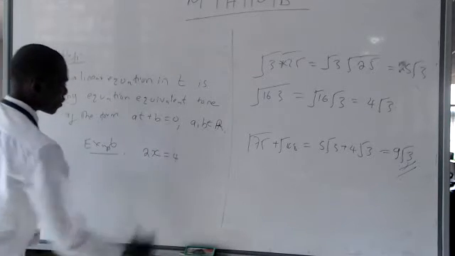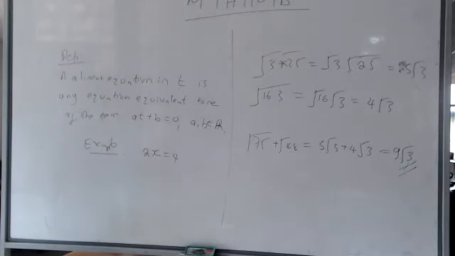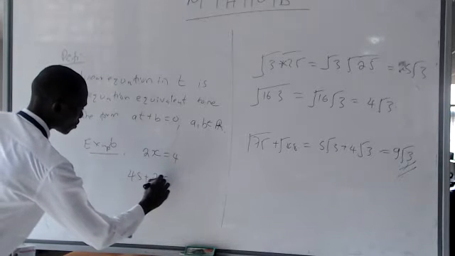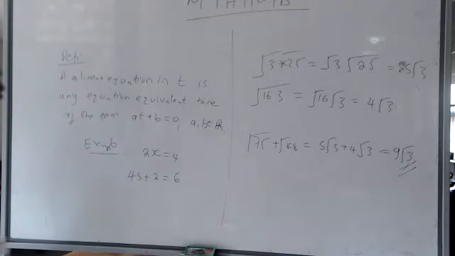2x is equal to 4. That's a linear equation in x. 4s plus 2 is equal to 6. A linear equation in s.